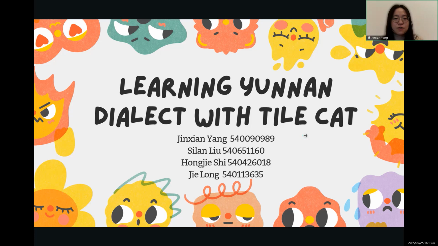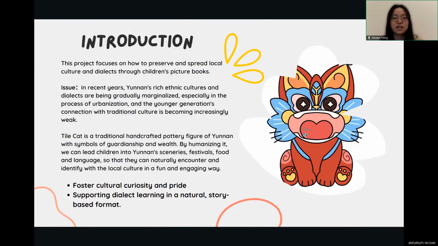Our project focuses on how to preserve and spread local culture and dialect through children's picture books. In recent years, Yunnan's rich ethnic culture and dialect are being gradually marginalized, especially in the process of urbanization, and the younger generation's connection with traditional culture is becoming increasingly weak.